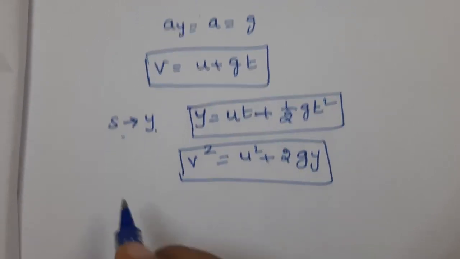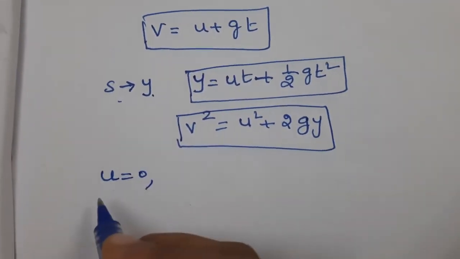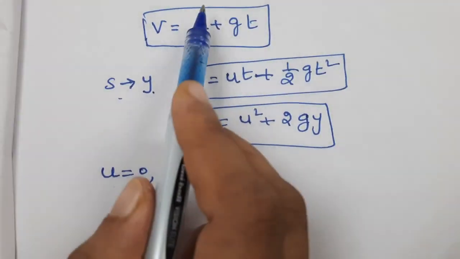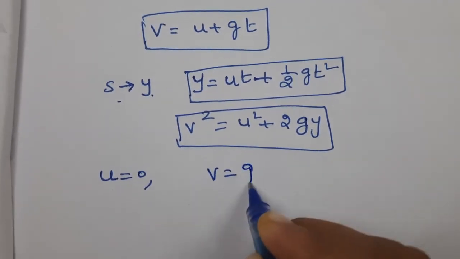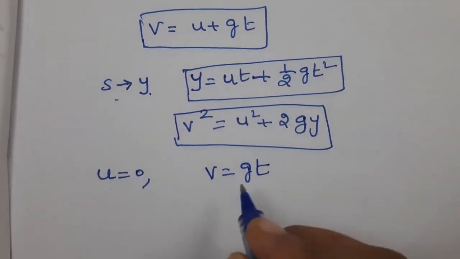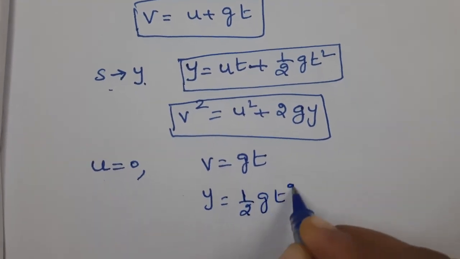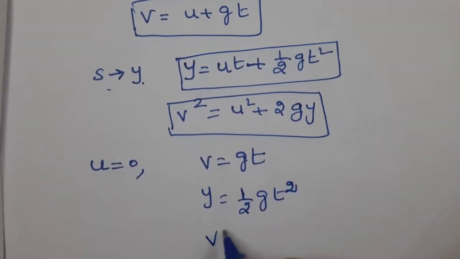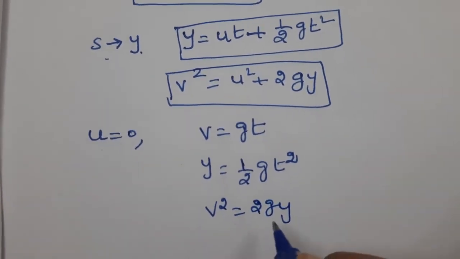Suppose the particle starts from rest. Apply the condition u equal to 0. These equations can be changed as v equal to 0 plus gt and y equal to 0 plus half gt square. Then v square equal to 0 plus 2gy.